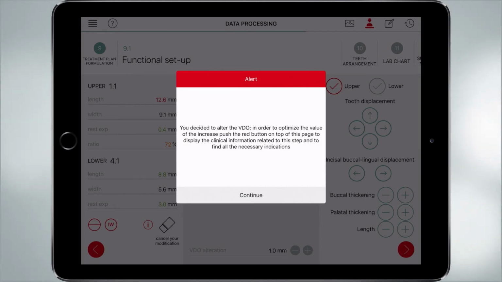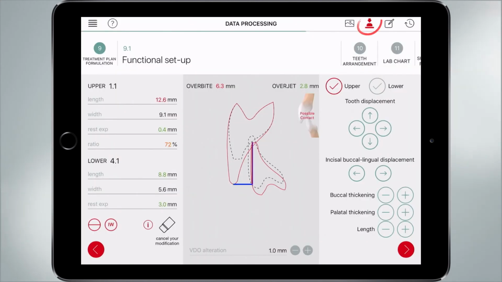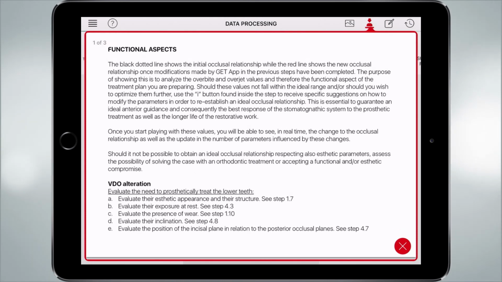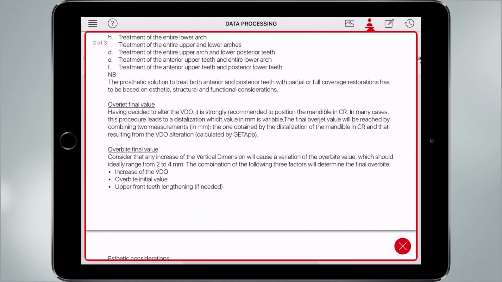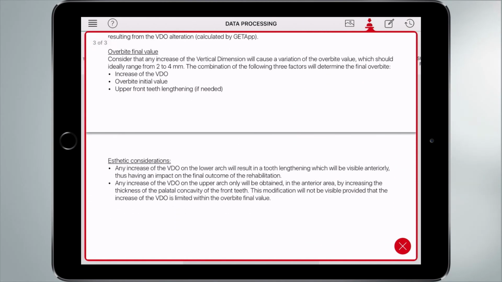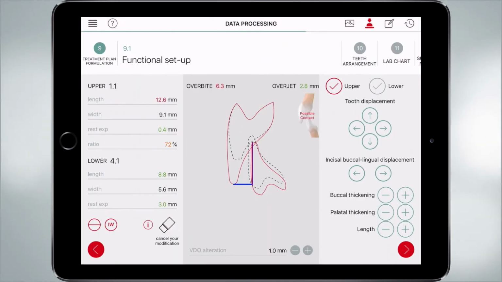In order to optimize the value of the increase, push the red button on the top on this page to display the clinical information. So the app wants to tell you, to give you some tips, some tricks, some advice. So now we go back to continue, and now we push the red button. And you see, you have a functional aspect, VDO alteration, possible prosthetic option, overjet final value, overbite final value, aesthetic consideration, a lot of information, a kind of ebook behind.